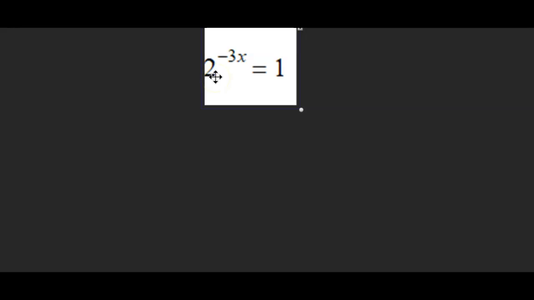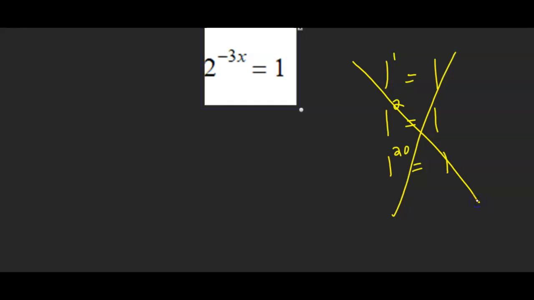And I know I also said that we always want to look at the smaller base and try to write every single term, or write both sides, in terms of that smaller base. But when you have a base 1, it's always just going to be 1. So there's no way to raise 1 to some power and get a 2. Because if I do 1 to the first power, that's 1. If I do 1 to the second power, that's also 1. If I do 1 to the 20th power, that's also 1.